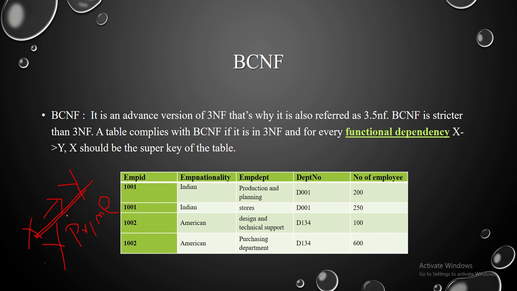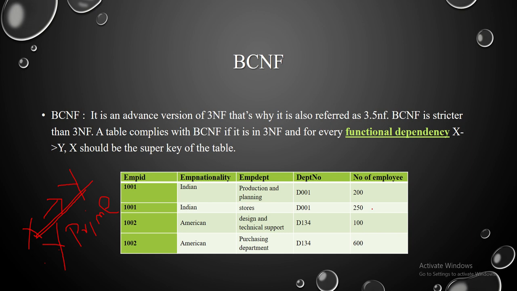So the functional dependency X which implies Y, where X should be the super key, is the only condition that holds in the case of BCNF, whereas in 3NF either this or this can hold for the table to be in 3NF. But for a table to be in BCNF, it should hold only this condition. That is called BCNF. In order to show the difference between 3NF and BCNF, now I will explain BCNF with the following table: employee ID, employee nationality, employee department, department number, and number of employees.